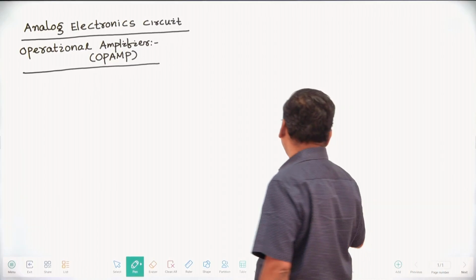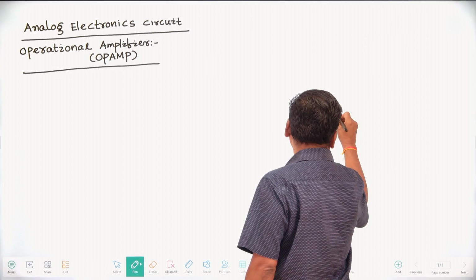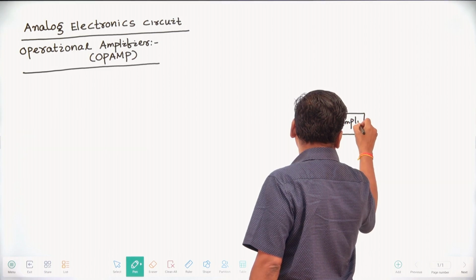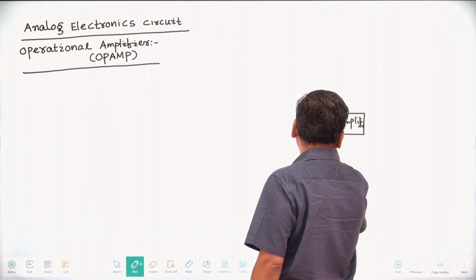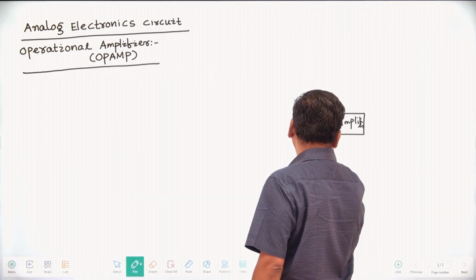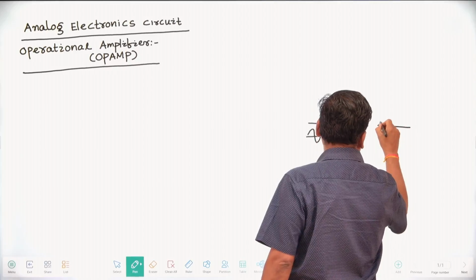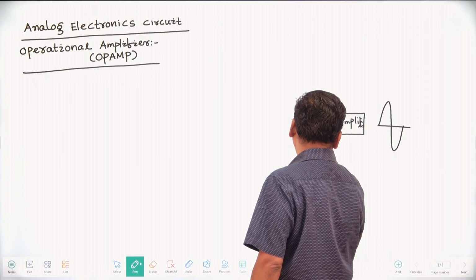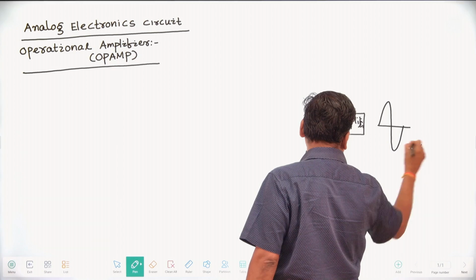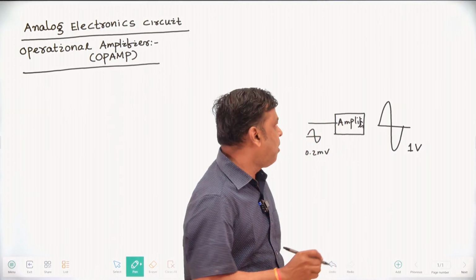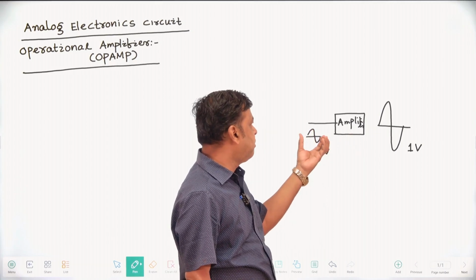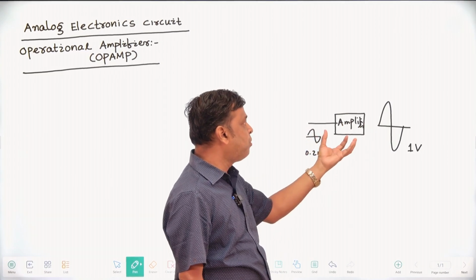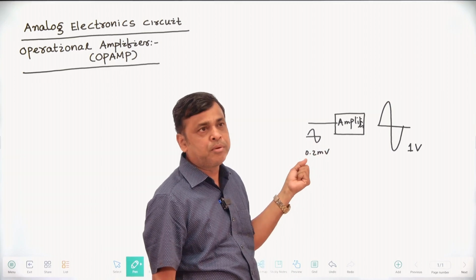Suppose a small signal or weak signal, suppose this is an amplifier. If you are giving the input, then we will get the output. Suppose the input is some millivolt, like 0.2 millivolt, and output is some volt, that is 1 volt. What does amplification mean? The strength of the weak signal, by how many times the output is amplified from the input, is nothing but amplification.